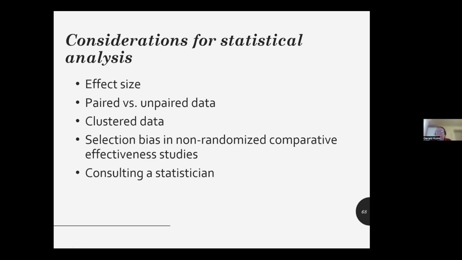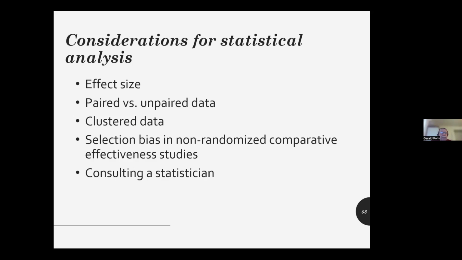Okay, then I want to finish up by talking about considerations for doing statistical analysis. So the first thing is what we call the effect size. In other words, if you're, say, testing a treatment and control group, what sort of difference is meaningful from a clinical or whatever the context of your research is? What's a meaningful difference, or a meaningful odds ratio or a meaningful risk ratio? And then we need to know whether we have paired or unpaired data, whether the data comes from clusters. I think I have an illustration of that.